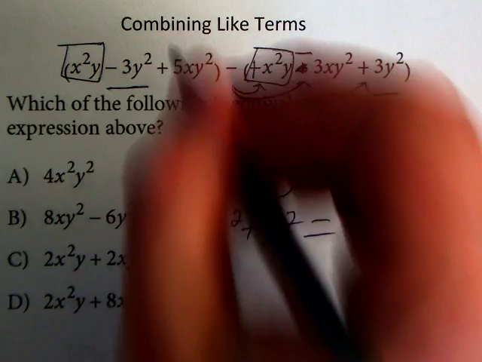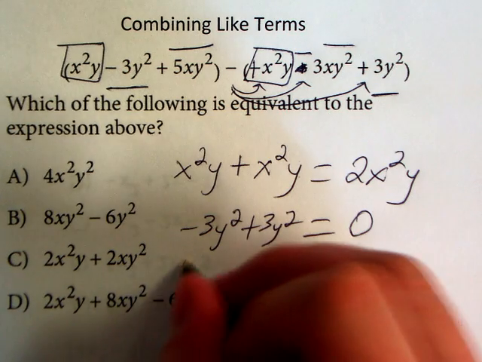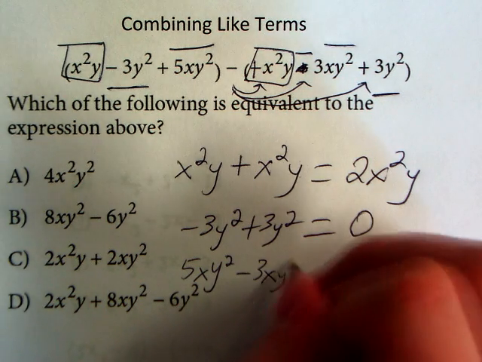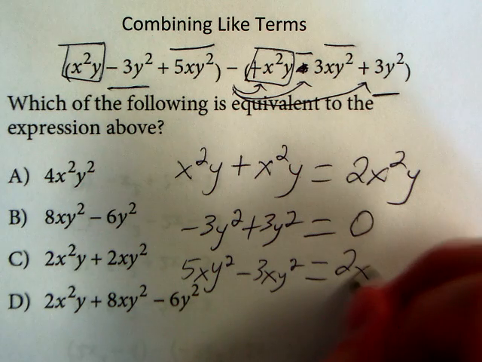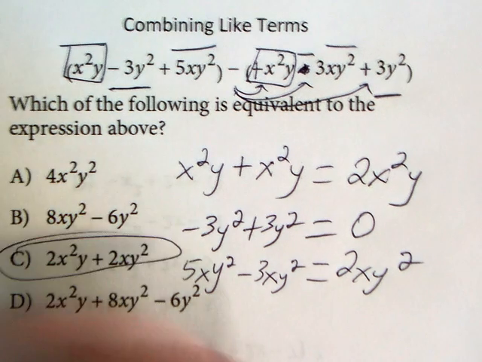The final unit, we see xy squared. And I start off with 5xy squared, and I subtract 3 of them, leaving me with 2xy squared. If I put the pieces back together, C is my answer.